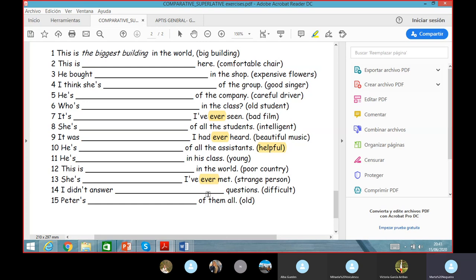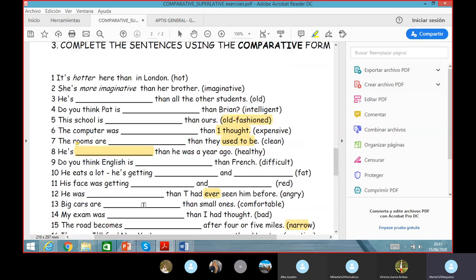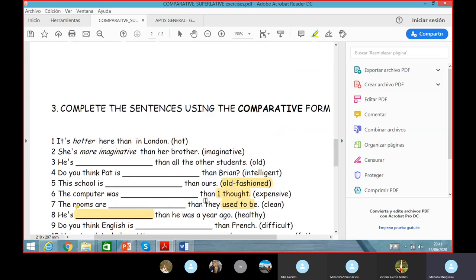And the last one. Peter's the oldest of them all. Of them all es lo mismo que decir of all of them. Of all of them. Peter's the oldest of them all. Okay, guys, so that's it. I mean, this is it. There's nothing more. Comparatives, superlatives, and no more.